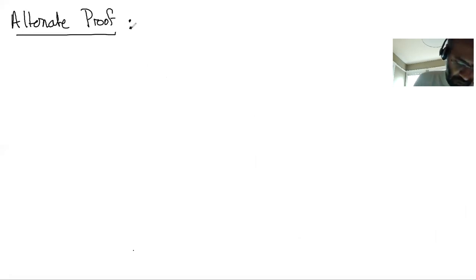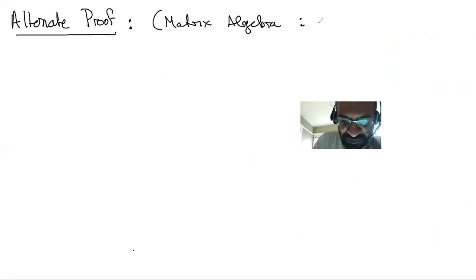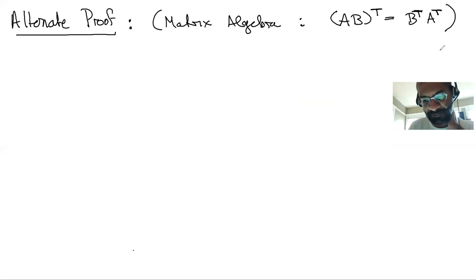Here's an alternate proof. The alternate proof is a bit more abstract. It's based on matrix algebra. And the key property we use of matrix algebra in this proof is that if you have two matrices A and B, then (AB) transpose is equal to B transpose A transpose. So we'll use that property, an elementary property of matrix multiplication.